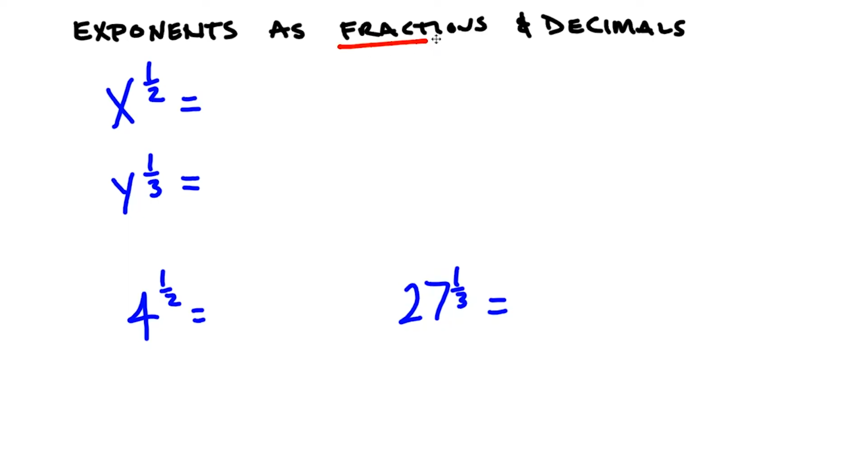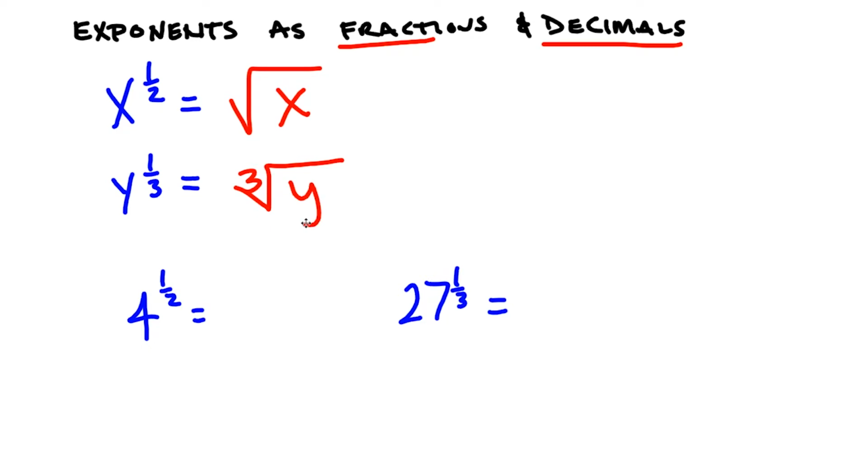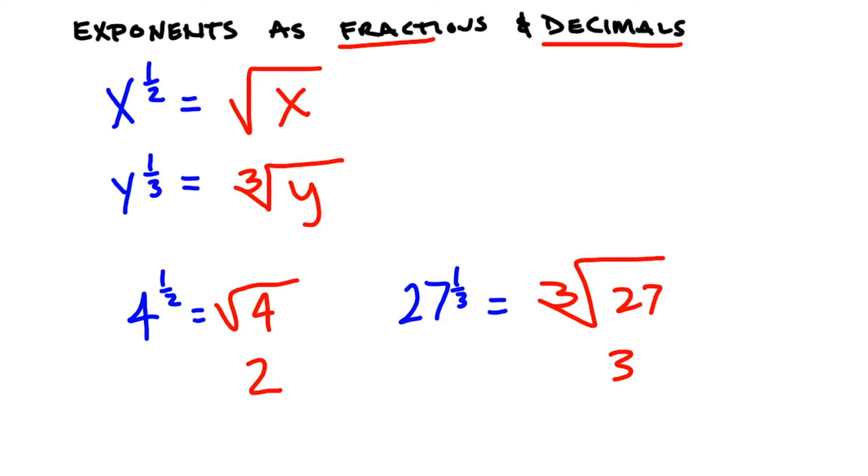Exponents as fractions and decimals. The fraction or the decimal simply means the root. So x to the 1/2 is the square root of x. Y to the 1/3 is the cube root of y. What's 4 to the 1/2? The square root of 4, which equals 2. What's 27 to the 1/3? The cube root of 27, which is 3.